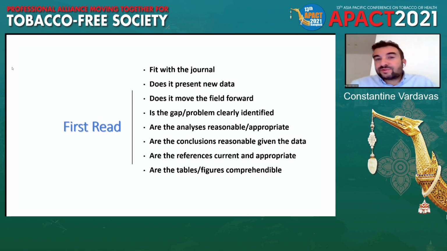Is it a repetition of what has already been published and talked about? So we're looking at whether the data is something new. If it moves the field forward, is there a gap that's clearly identified? So usually when you're starting a manuscript, you have a problem that the manuscript is trying to solve. So you have to identify, first of all, what is this problem? It may be, what is the impact of an intervention for smoking cessation, and is this being clearly defined?